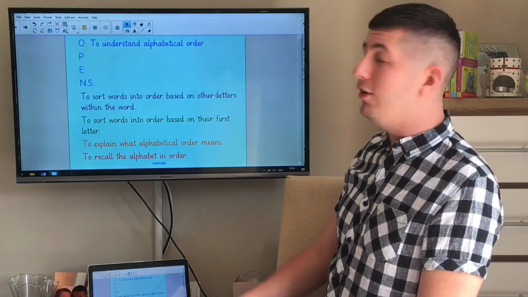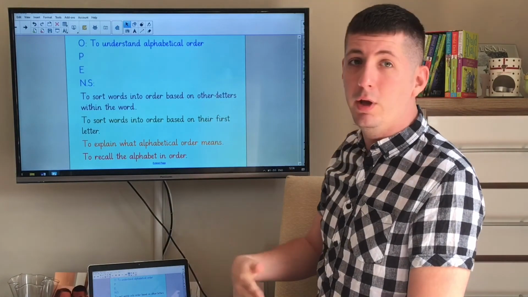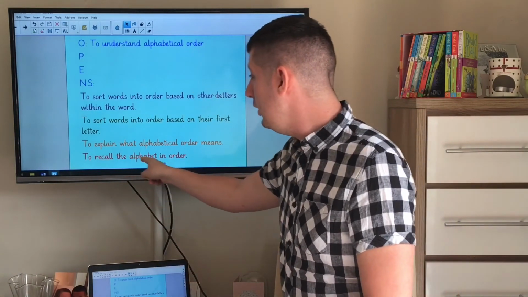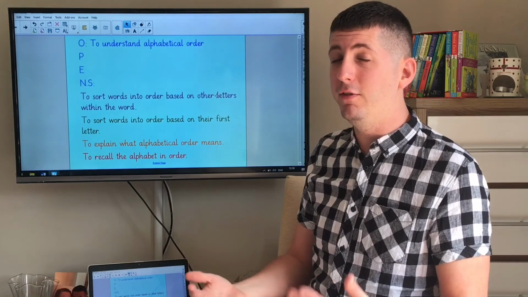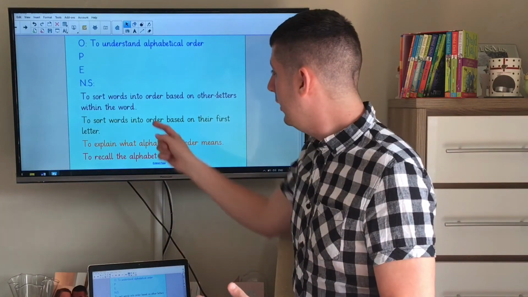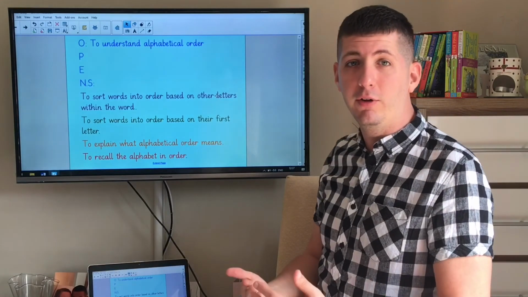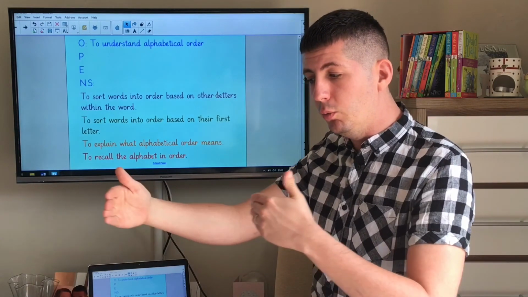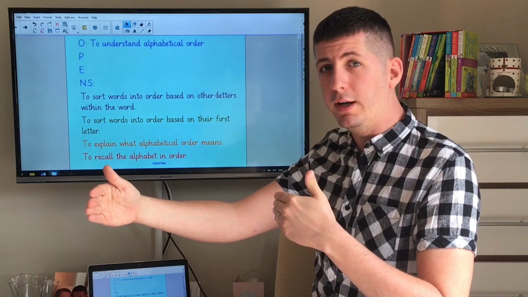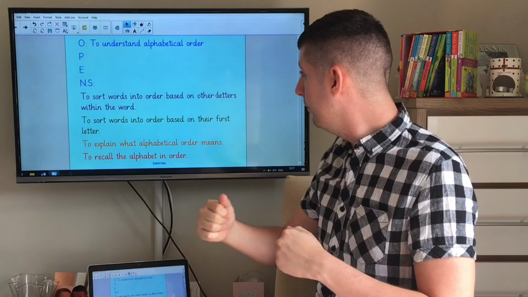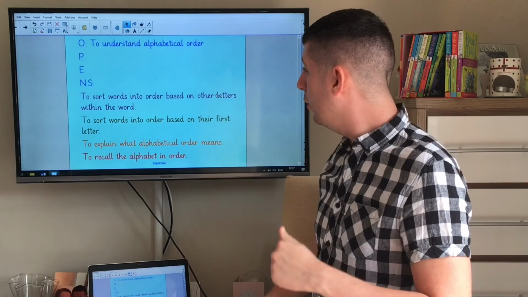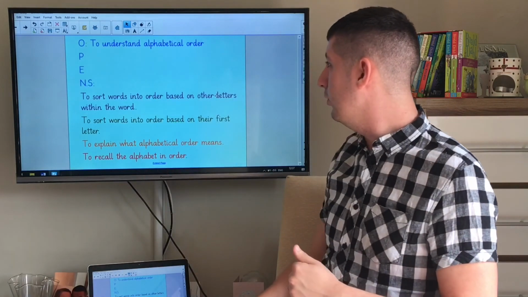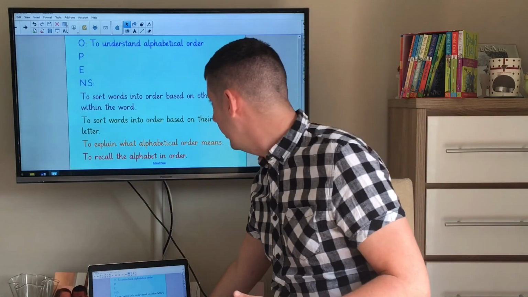So, our objective today was to understand alphabetical order. What do you need to work on next? Do you need to work on actually recording the alphabet, maybe practicing that song that you should have learned in nursery or reception? Do you need to explain what alphabetical order means? Do you need to know what we do to work out how words go in alphabetical order? Do you need to practice sorting words based on their first letter? Or do you need to practice sorting words into order based on other letters within the word?